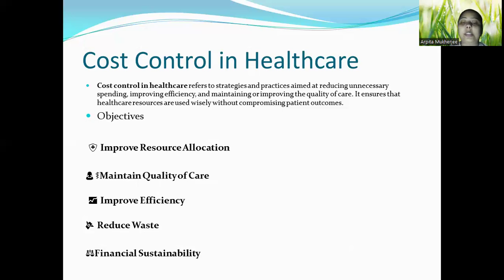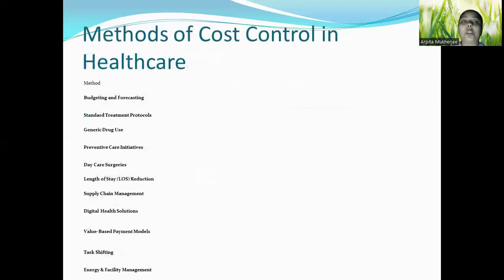And the financial sustainability, which keeps a hospital and health system solvent and operational. The different methods of cost control in healthcare systems are the budget and forecasting, where we set spending limits for departments based on past performance and future projections. Next is the standard treatment protocol. Here we use evidence-based clinical guidelines to reduce unnecessary variations in care.